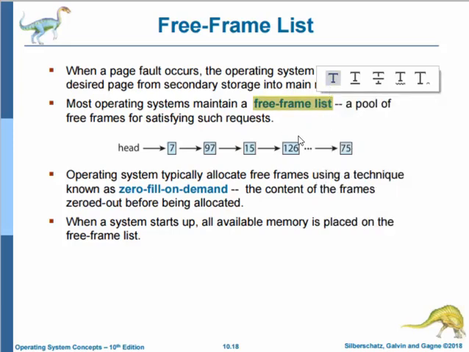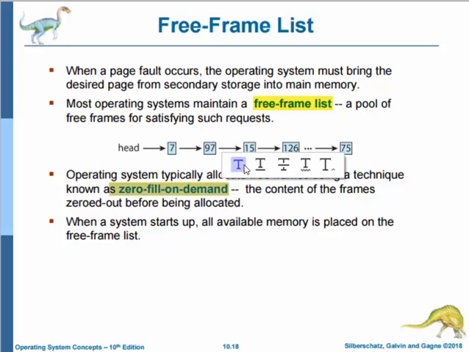which is a pool of free frames for satisfying requests. And free frames must also be allocated when the stack or heap segments of a process expand. So the operating systems typically allocate free frames using a technique known as zero fill on demand, which means the content of the frame is zeroed out before being allocated. Alright? So zero filling on demand means frames are zeroed out before being allocated, erasing their previous contents.